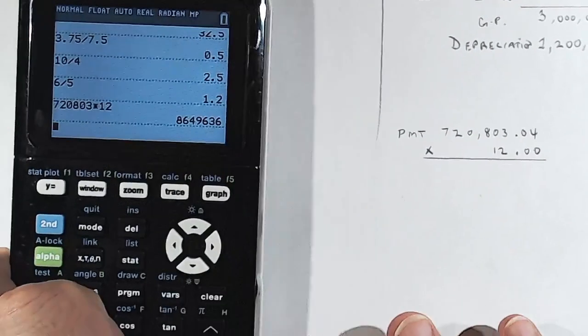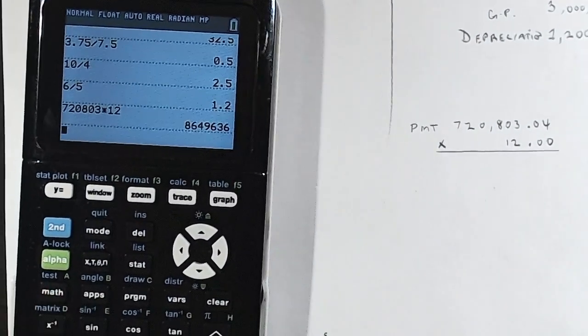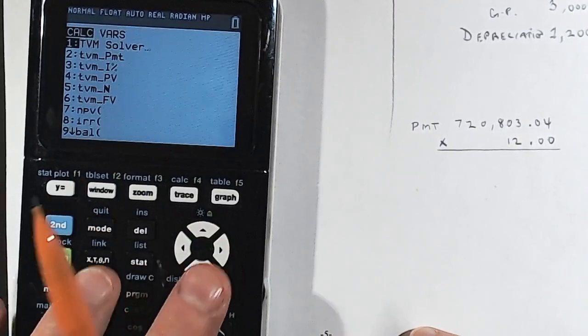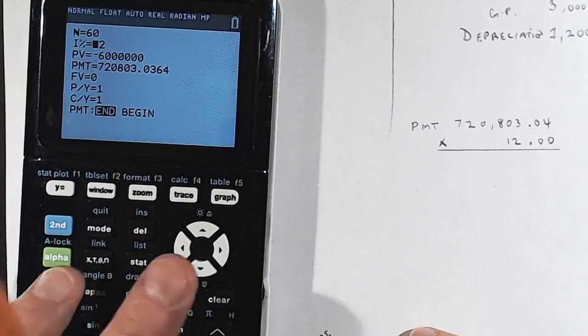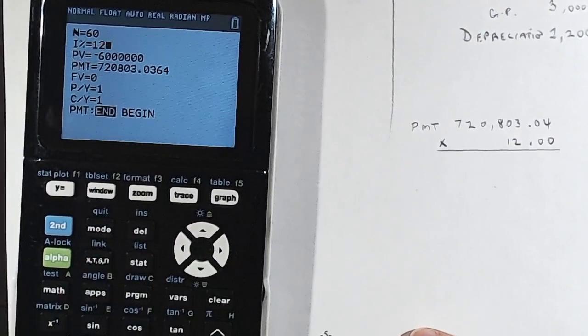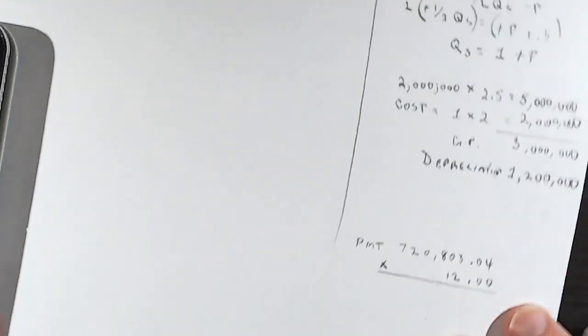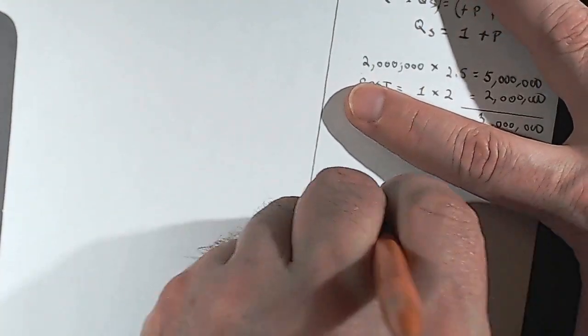Let me make sure I did that right. Oh, I know what I did wrong. Hang on a second. Let's go back here. I forgot something. So my interest is 12 divided by 12. It's going to make a huge difference in the payment. Let me erase this stuff. Made a mistake.